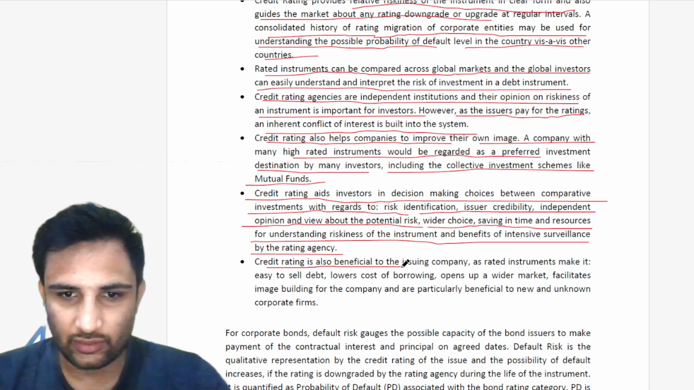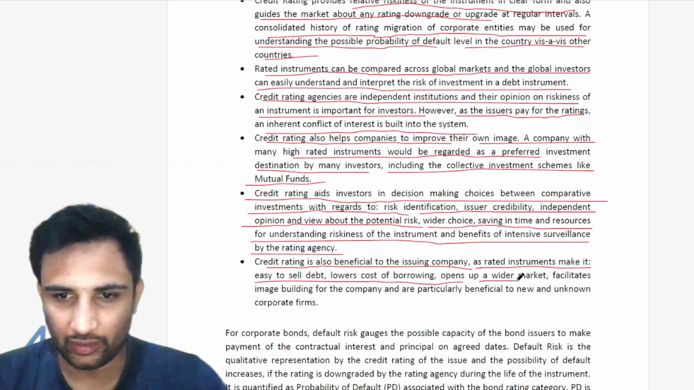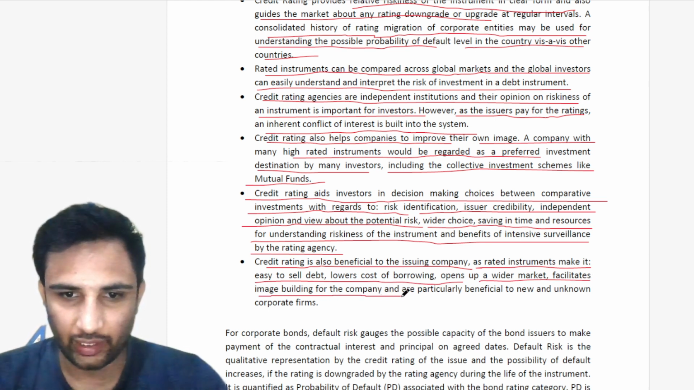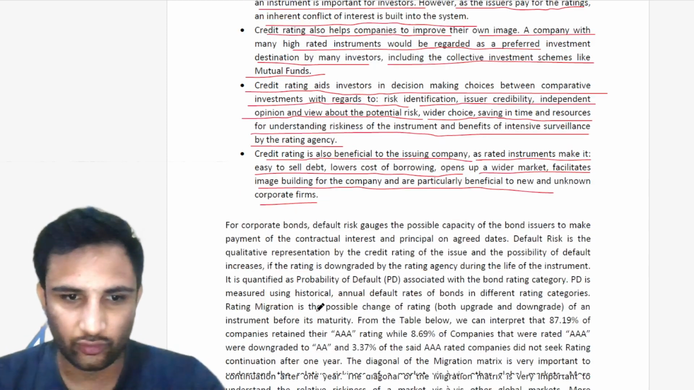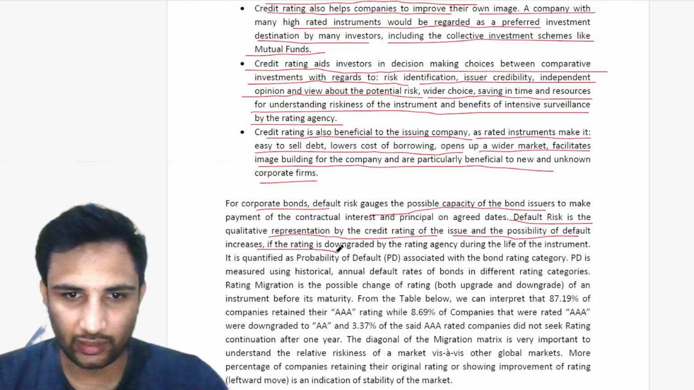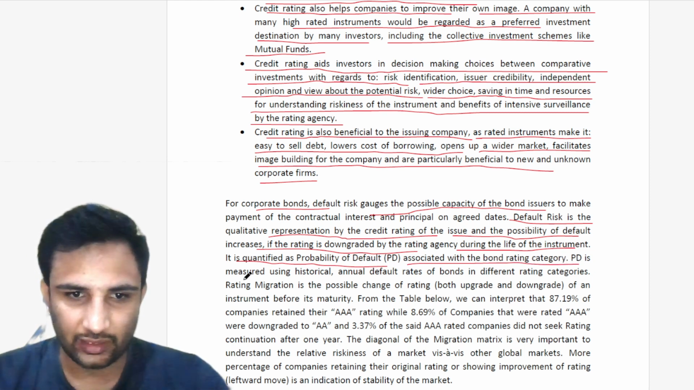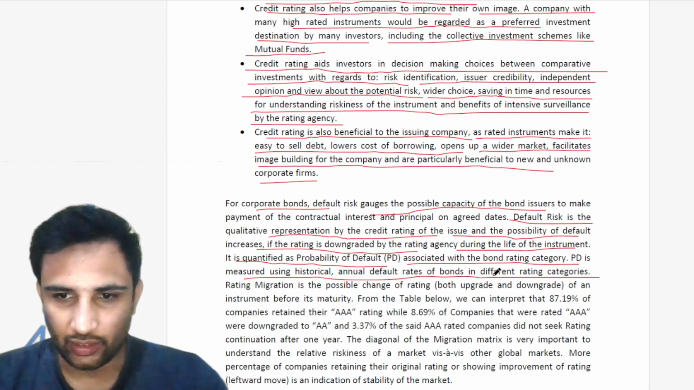Credit rating is also beneficial to the issuing company as rated instruments make it easy to sell debt, lowers cost of borrowing, opens up a wider market, facilitates image building for the company, and are particularly beneficial to the new and unknown corporate firms. For corporate bonds, default risk gauges the possible capacity of the bond issuers to make payment of the contractual interest and principal on agreed dates. Default risk is the qualitative representation by the credit rating of the issue and the possibility of default increases. If the rating is downgraded by the rating agencies during the lifetime of the instrument, it is quantified as probability of default (PD) associated with the bond rating category. PD is measured using historical annual default rates of bonds in different rating categories.